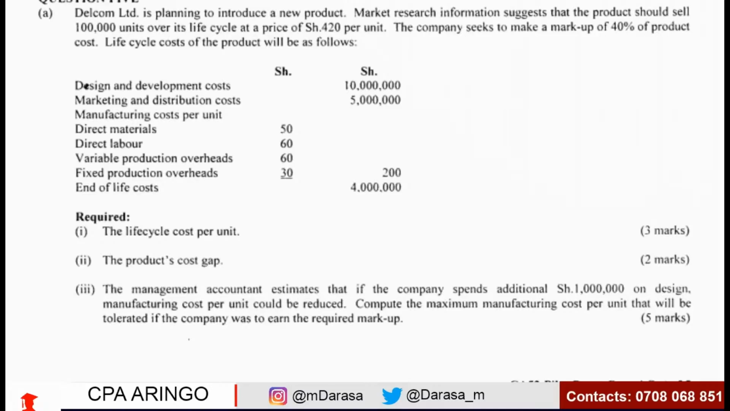The product cost gap. Number 3, the management accountant estimates that if the company spends an additional 1 million on design, manufacturing cost per unit could be reduced. We are required to compute the maximum manufacturing cost per unit that will be tolerated if the company has to earn the required markup. And recall, the required markup was at the rate of 40%.